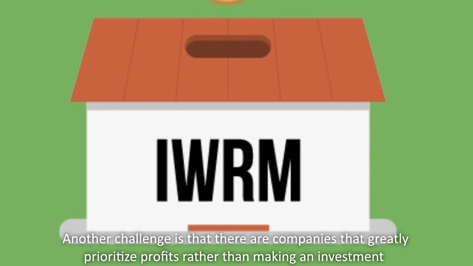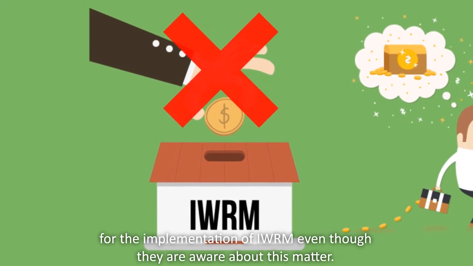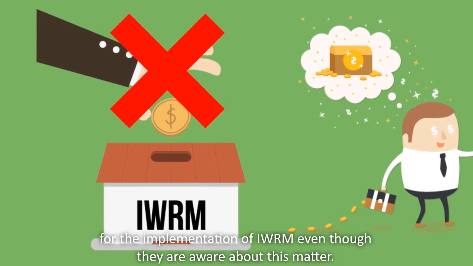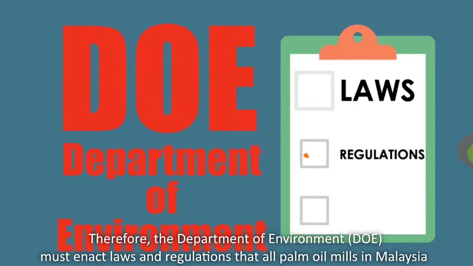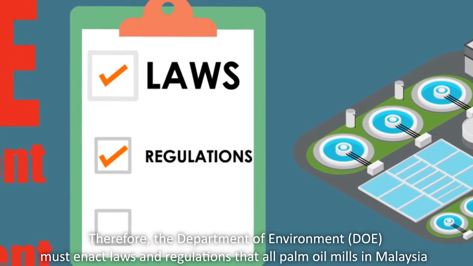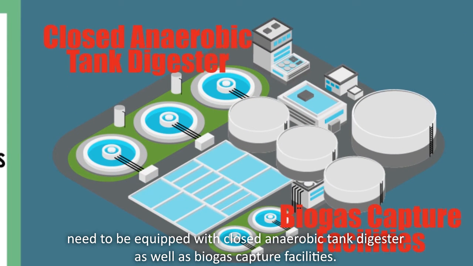Another challenge is that there are companies that greatly prioritize profits rather than making an investment for the implementation of IWRM, even though they are aware about this matter. Therefore, the Department of Environment (DOE) must enact laws and regulations that all palm oil mills in Malaysia need to be equipped with a closed anaerobic tank digester as well as biogas capture facilities.